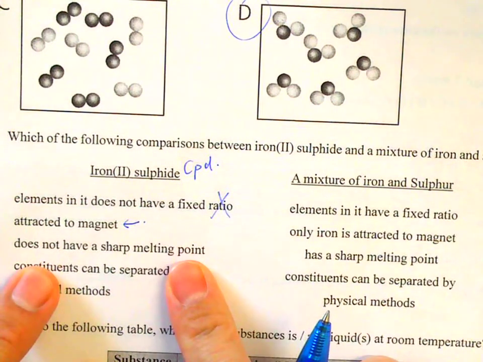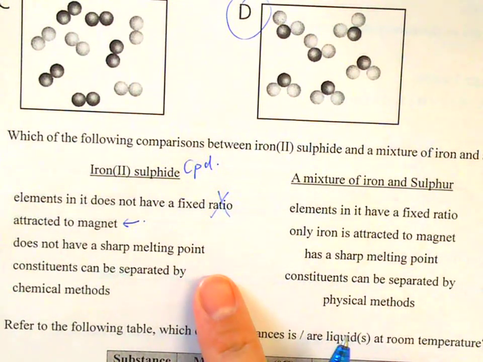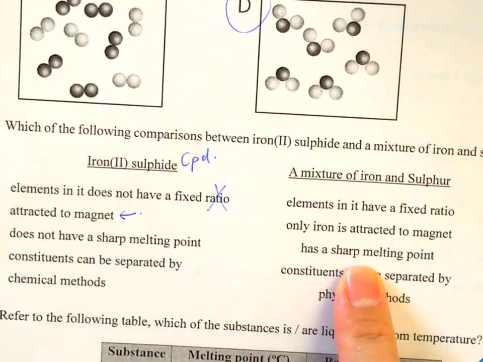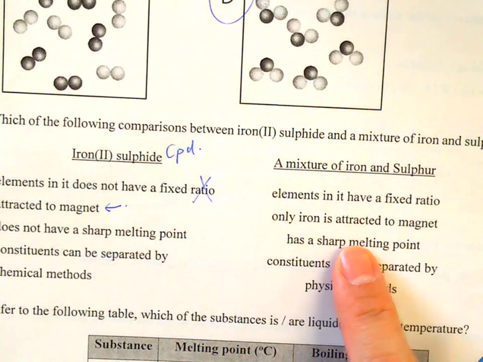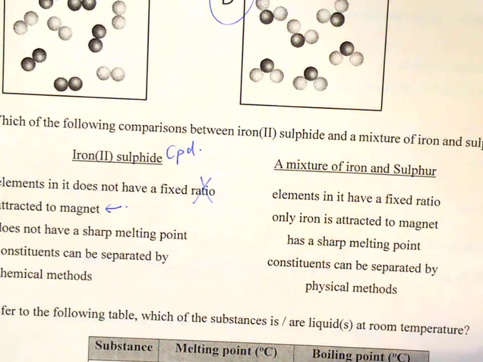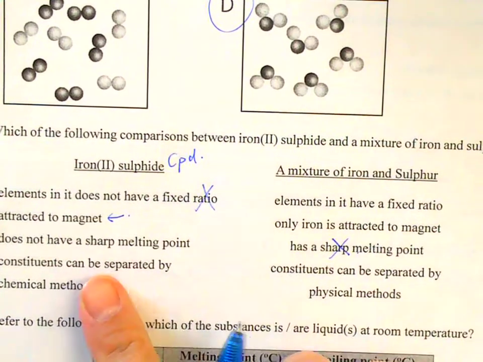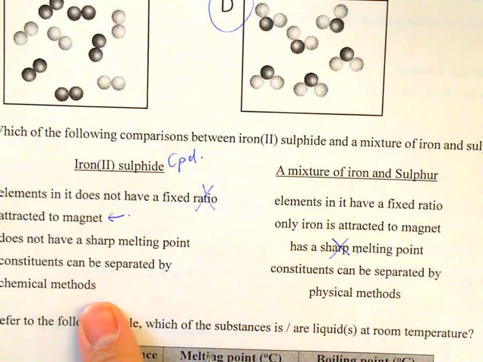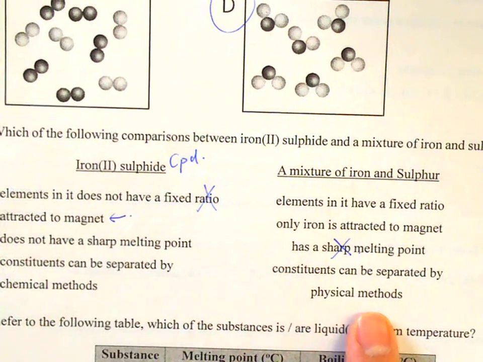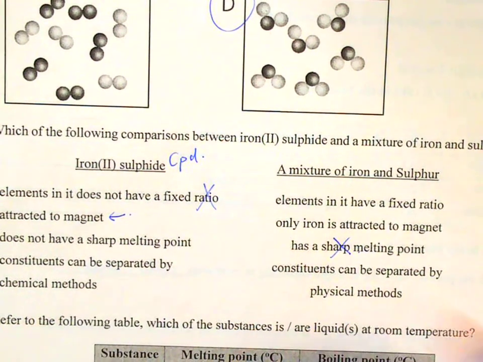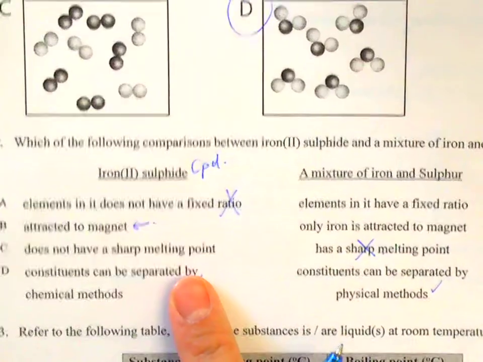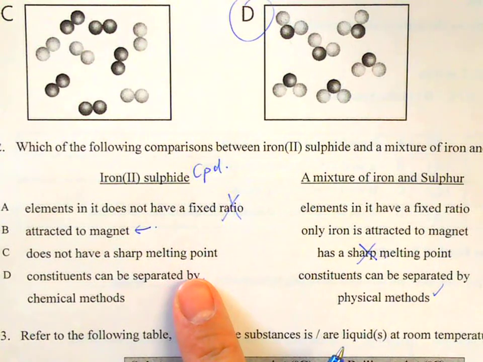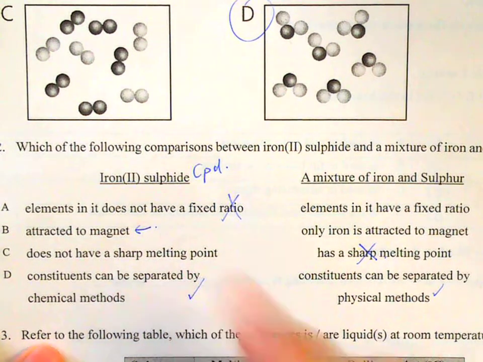And then for this one, it does not have a sharp melting point. This one has a sharp melting point. So if you still remember, a mixture does not have a very sharp melting point and boiling point. Only a pure substance does. Okay, so this one is not correct. This one, constituents can be separated by chemical methods, and this one can be separated by physical methods. So this is the only thing that you need to know. Because this is a compound, you have to separate them into 2 elements by using chemical means.